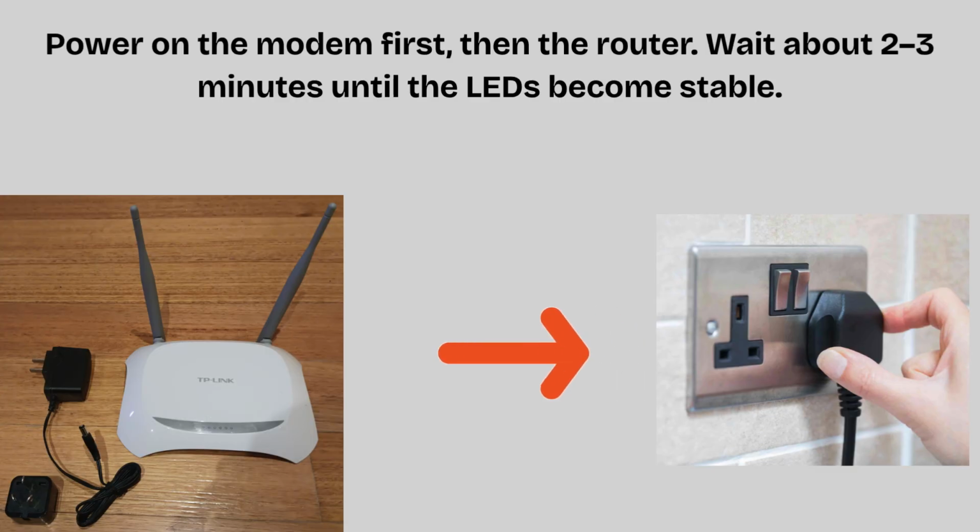Firstly, turn off your modem. Connect the modem to the router's WAN internet port using an Ethernet cable. Connect your computer to one of the router's LAN ports or join the default Wi-Fi network printed on the router label. Power on the modem first, then the router. Wait about 2 to 3 minutes until the LEDs become stable.